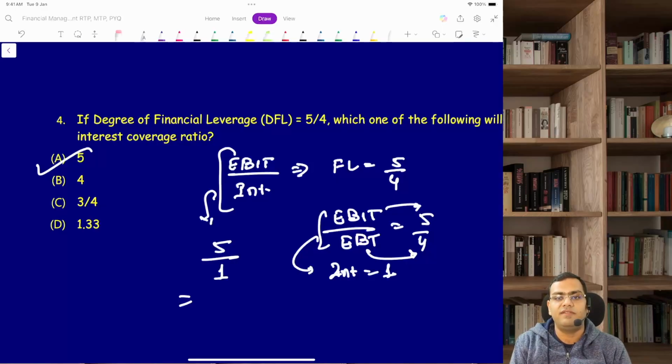Right? Financial leverage is what? EBIT divided by EBT. 5 by 4, that means EBIT is 5, EBT is 4. What is the difference between EBIT and EBT? That is interest, 1 rupee of interest. So interest coverage ratio, that is EBIT divided by interest. EBIT is 5, interest is 1, so that will come to be 5.